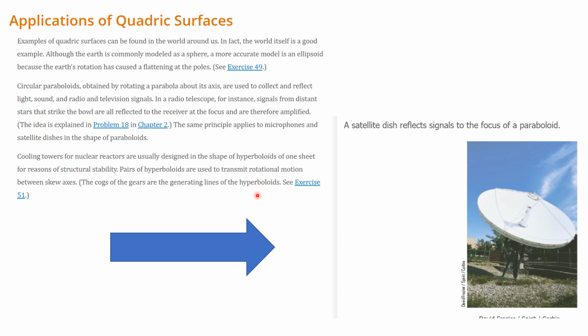And we did say cooling towers for nuclear reactors are often designed in the shape of hyperboloids of one sheet because they're very structurally stable. Pairs of hyperboloids are used to transmit rotation between skew axes. That's kind of a mechanical engineering thing. And this is also covered in some exercises that we may look at.